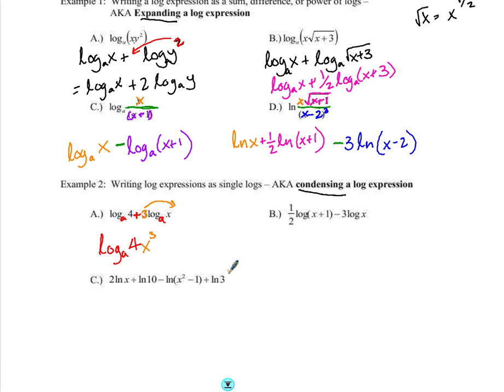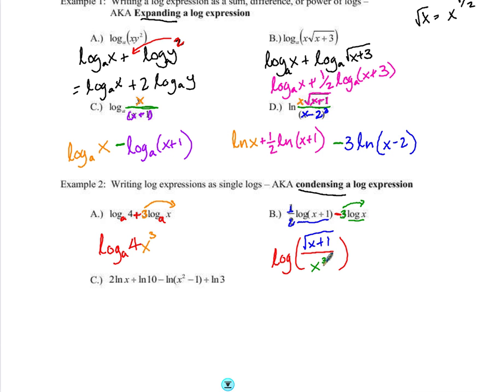In letter B, if we break it up into parts, I have 1/2 log of x plus 1 minus, which is important because that minus is going to tell me that I'm going to have the quotient, minus 3 log of x. So let's break this up as a quotient. I'm going to have a log base 10, because that's the base of both those logs. And I have a quotient. Whatever comes first is my numerator, so that's going to be a 1/2, which we know is a square root, x plus 1, all over 3, which is going to go back up here and be an exponent, x to the third.